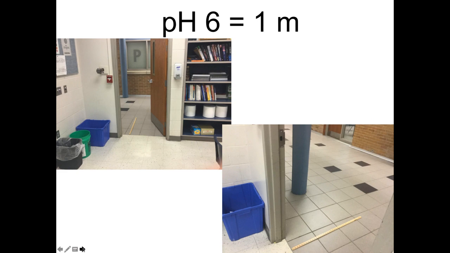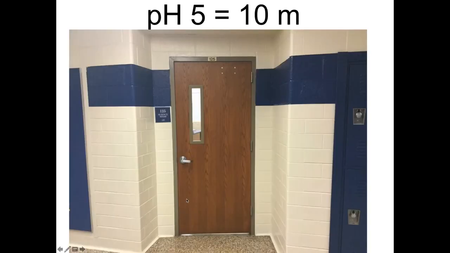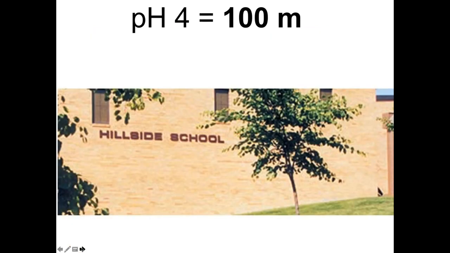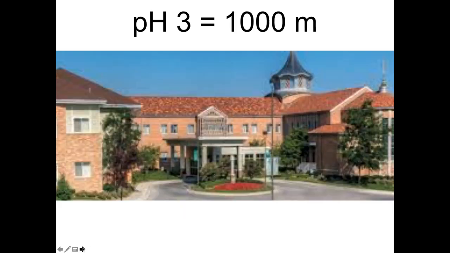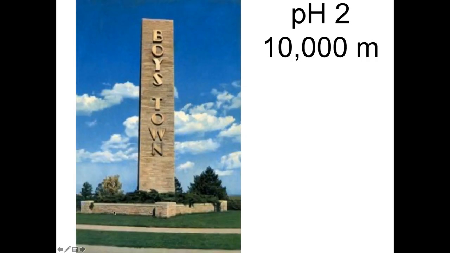You can see there's 1 meter right there, and 10 meters right here on the other side of Mr. Postel's room. pH 4 is going to be 100 meters, going west, which will put us roughly along the side on Western by Hillside Elementary. For pH 3, there was nothing at roughly 90th and Dodge, so I put a picture of that New Castle retirement community a little bit further south. pH 2 would be 10,000 meters away, which moving west would put you at roughly Boys Town.